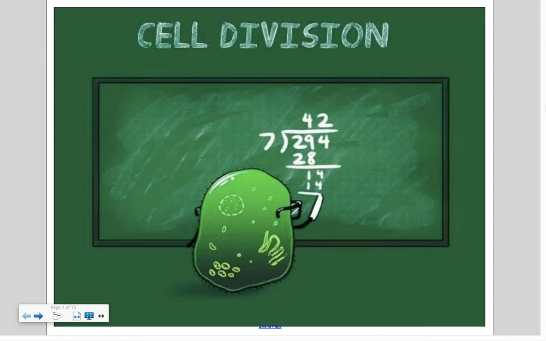Mitosis, or cell division, is the cell's way of reproducing. Okay, mitosis is the description of this process that produces 2 identical cells as a result of cell reproduction.